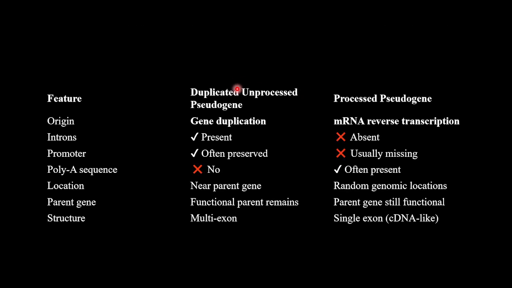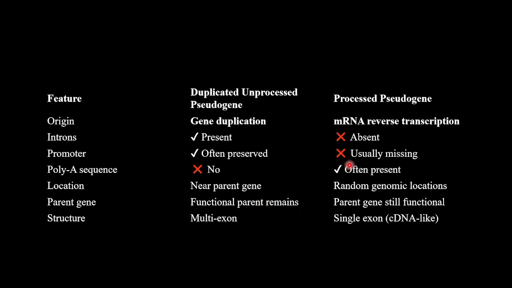So you can see the duplicated unprocessed pseudogenes and processed pseudogenes. What are the differences? This is gene duplication. This is mRNA reverse transcription. Now introns in duplicated unprocessed are present because they are unprocessed. In case of the processed they are absent. Promoter usually present, usually missing in case of the processed pseudogenes. Poly A sequences no. In case of the processed, yes.